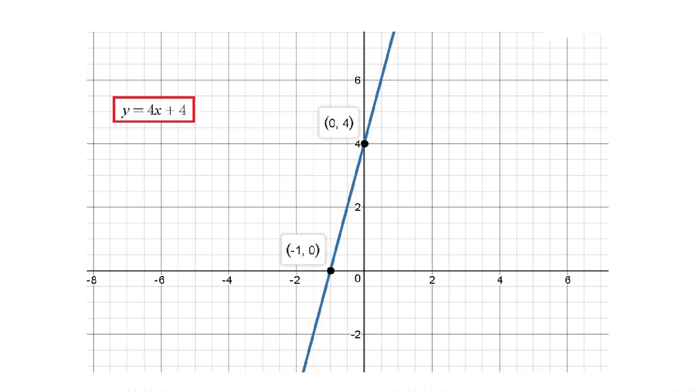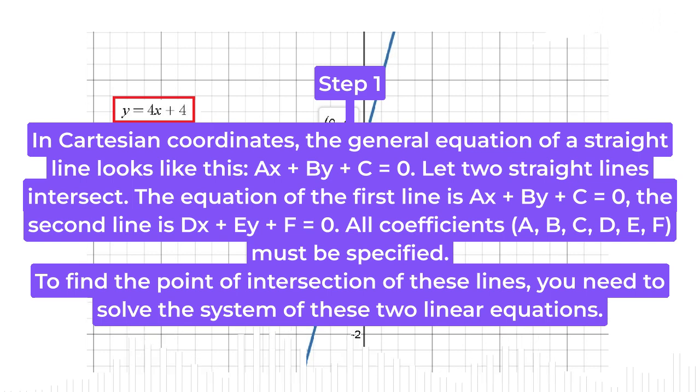Instructions. Step 1. In Cartesian coordinates, the general equation of a straight line looks like this: ax plus by plus c equals 0. Let two straight lines intersect. The equation of the first line is ax plus by plus c equals 0. The second line is dx plus ey plus f equals 0. All coefficients a, b, c, d, e, f must be specified. To find the point of intersection of these lines, you need to solve the system of these two linear equations.